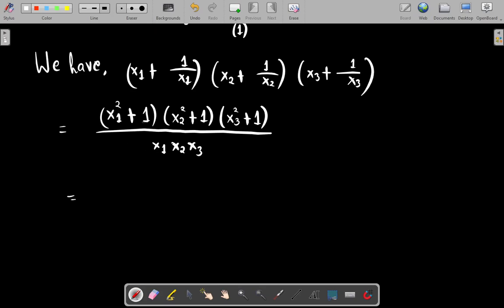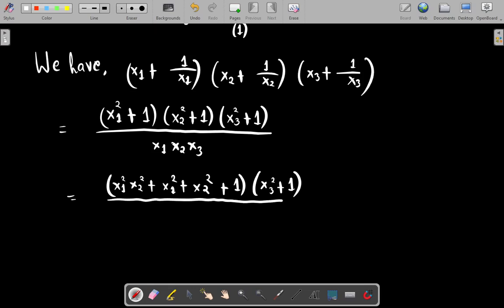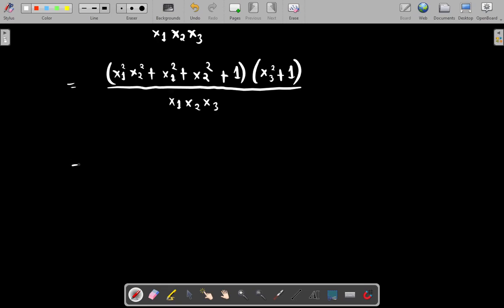If we take the product of the first two terms, we get x1 square x2 square plus x1 square plus x2 square plus 1, times (x3 square plus 1). The whole thing is divided by x1 x2 x3. If I multiply again, we get x1 square x2 square x3 square plus, on multiplying x1 square with 1 we get x1 square, similarly x2 square, and x3 square.